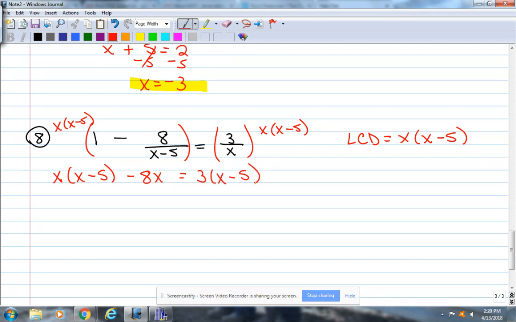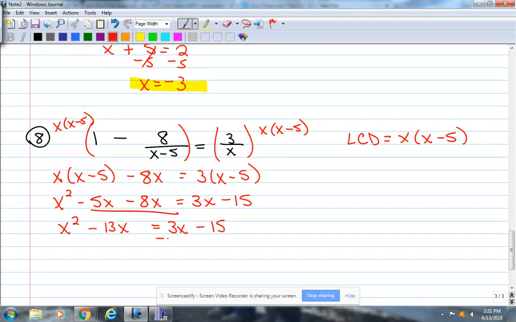And so we need to distribute on both sides. So what's x times x over here? X squared. Minus 5. And what's x times negative 5? Negative 5x. And I'm copying minus 8x because it doesn't have anything to do with the parentheses. All right, like terms. Negative 5x, negative 8x. That's negative 13x. Equals 3x.